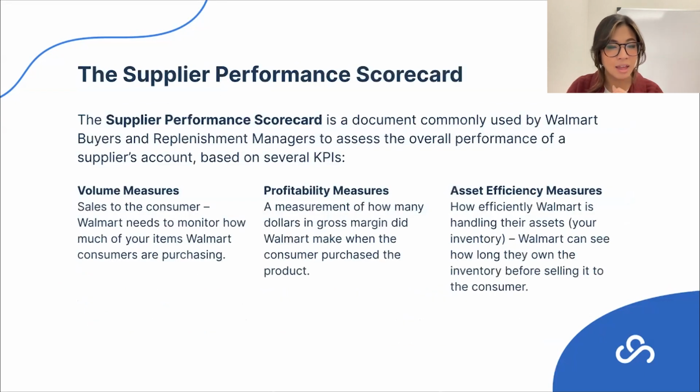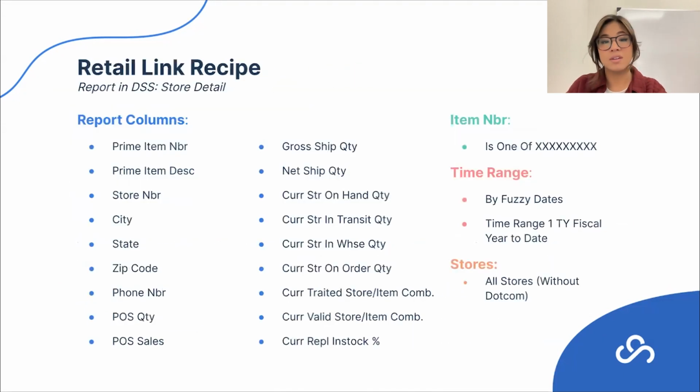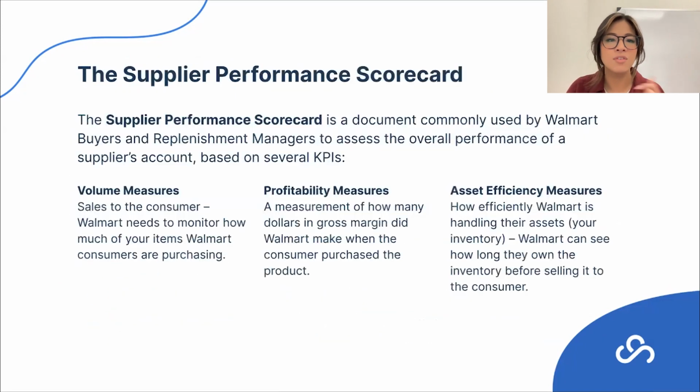I think this is the last report that we're going to talk through and then transfer into a Q&A session. So the very last thing is, and again, you guys can obviously add columns to this, take columns away, depending on the type of questions you want, but these are really good foundational reports for you to build off of. So the last one is your supplier performance scorecard. This is something that Walmart buyers and RMs look at when they're trying to judge your business as a whole. So it has volume measures, so sales metrics, essentially profitability measures.